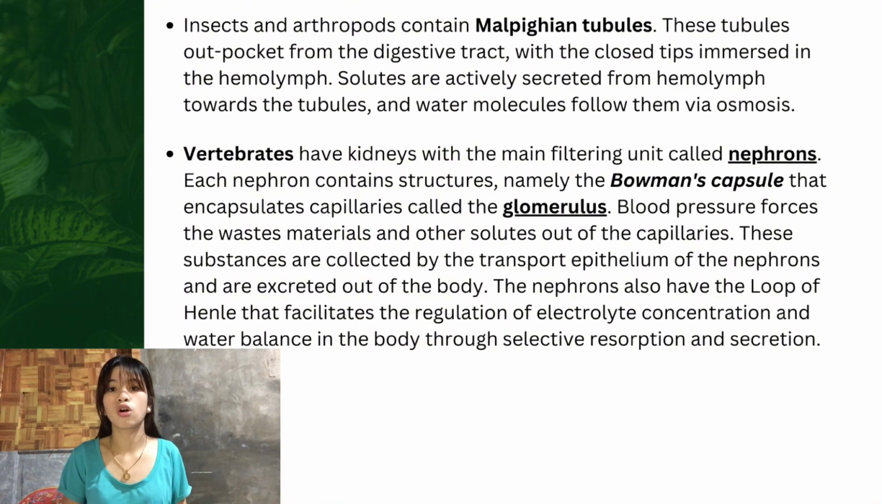The nephrons also have the loop of Henle that facilitates the regulation of electrolyte concentration and water balance in the body through selective resorption and secretion.